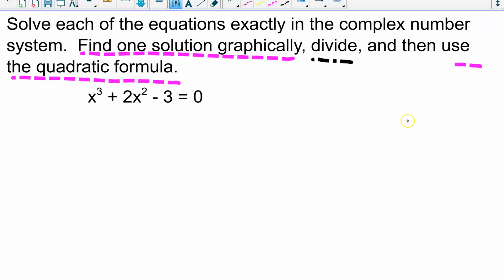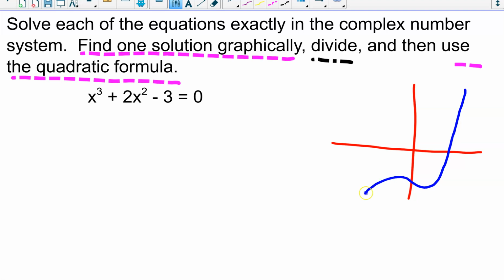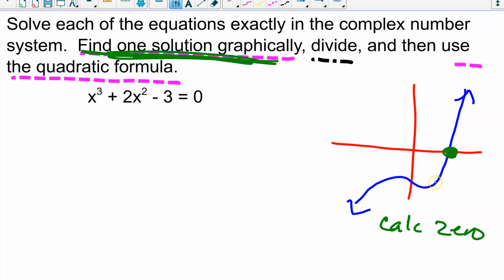On your graphing calculator, go ahead and graph this. Pause the video so you can do that. And you should have gotten something that looks like that. So first step is find one solution graphically. And we're going to do that right now in the green. So go ahead and you're going to calculate a zero if you want. And then you'd have to go left bound, right bound. That's one way you could do it.